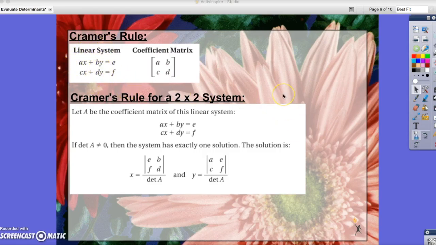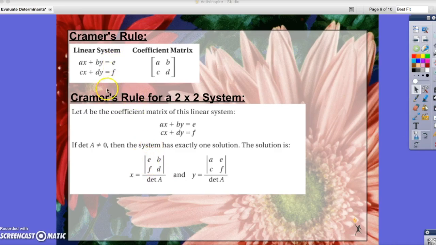So let's take a look at what Cramer's rule is. Cramer's rule for a 2 by 2 system. Let A be the coefficient matrix of this linear system. If determinant A does not equal 0, then the system has exactly one solution. And here's the solution. To find x, you do EF over BD.